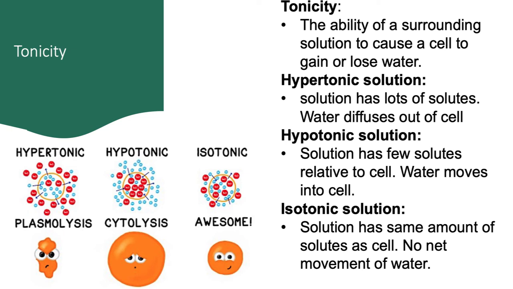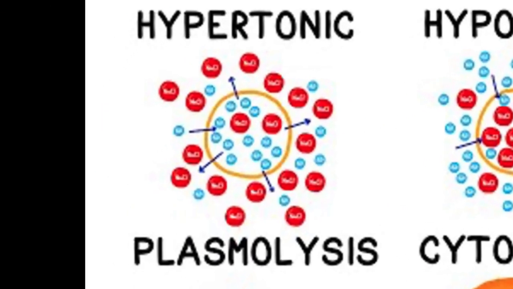Thus, a hypertonic solution is a solution that has more solutes than another solution. If you place a cell in a solution that is hypertonic compared to the cell, the solutes are more concentrated outside the cell, but the free water is more concentrated inside the cell. Water will therefore leave the cell by osmosis.